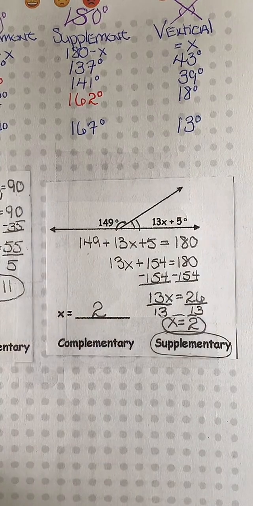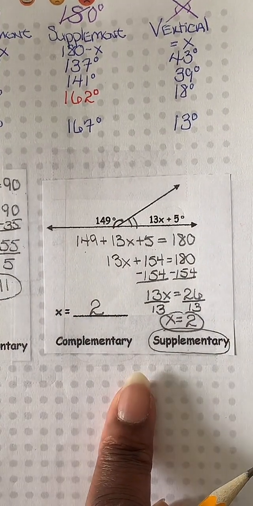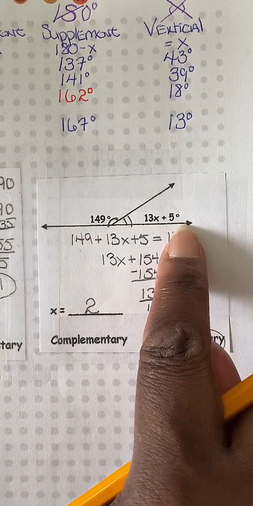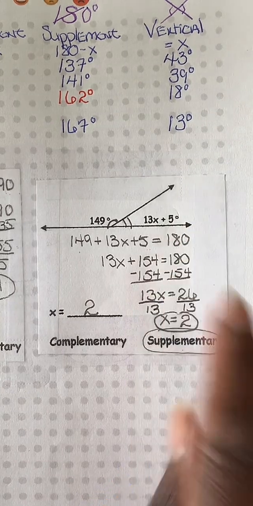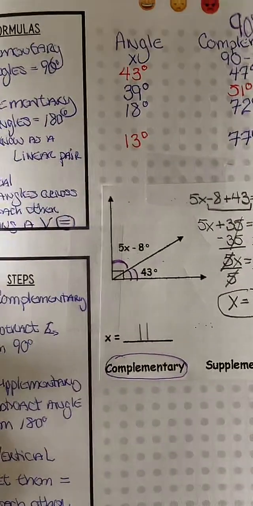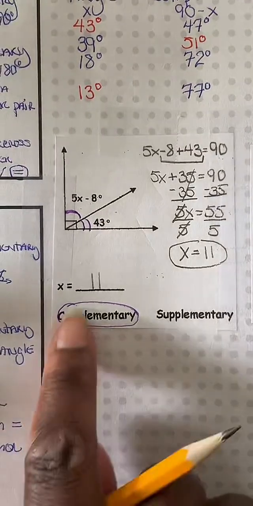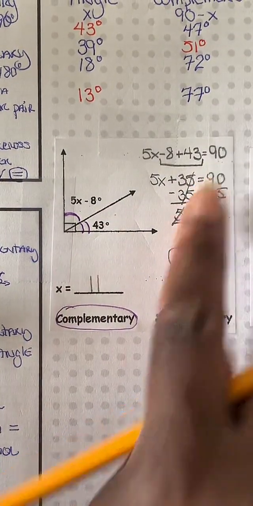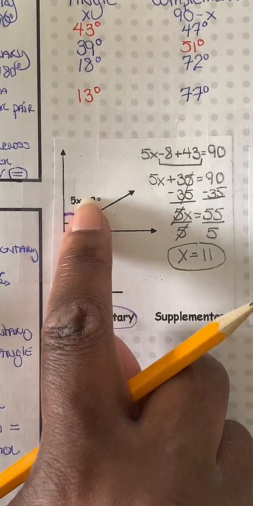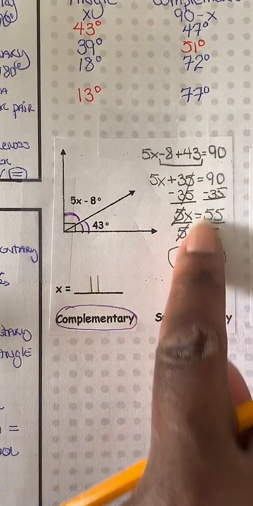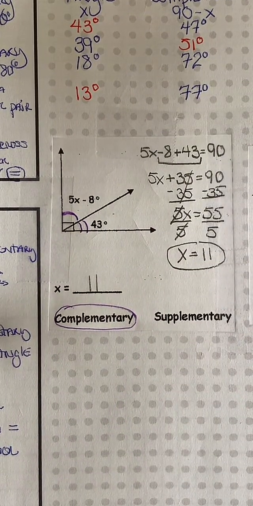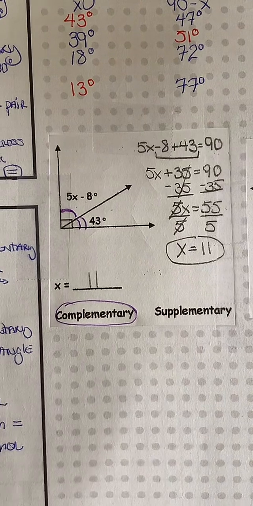Okay? Do you see how to set it up? If it's giving me a straight line like this, it equals 180 degrees. If it's giving me this little box, that means it's equaling 90 degrees. And you're going to add those two sections up, and then you're going to show your skills of how to solve for the variable. Okay, that's basically what we're doing.